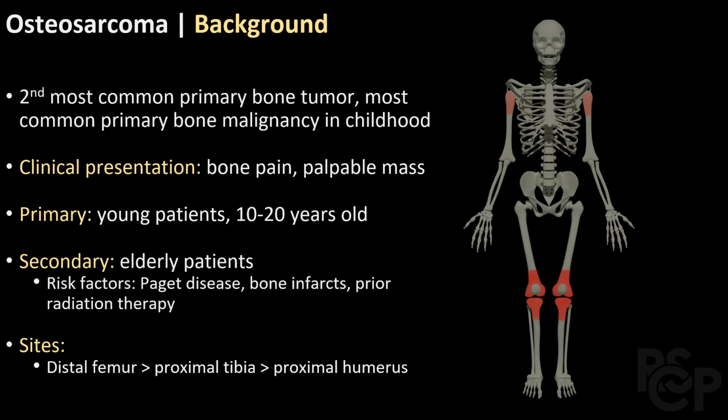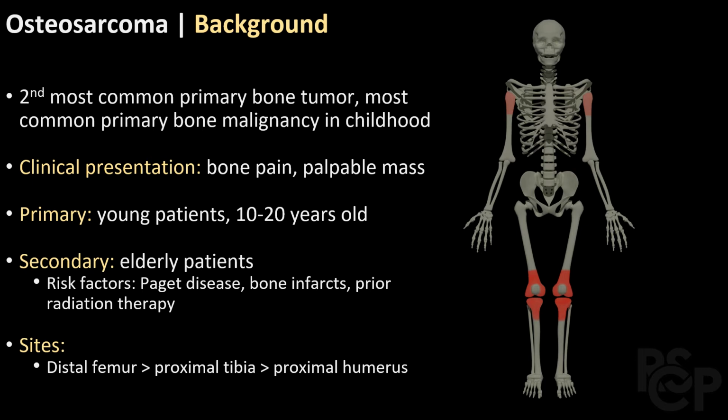Its clinical presentation typically includes bone pain, palpable soft tissue mass, swelling, and occasionally pathologic fracture. The primary type of osteosarcoma is in that younger population. The secondary type is in elderly patients who've had prior radiation therapy, bone infarcts, malignant degeneration of Paget disease, and just older patients in general.